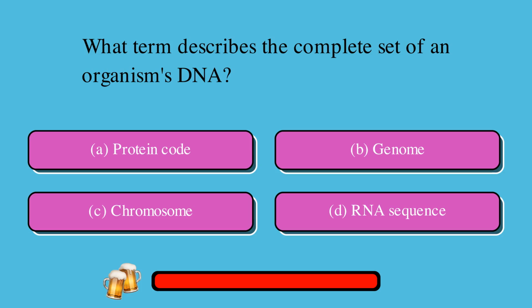What term describes the complete set of an organism's DNA? A. Protein code, or B. Genome, or C. Chromosome, or D. RNA sequence? The correct answer is B. Genome.